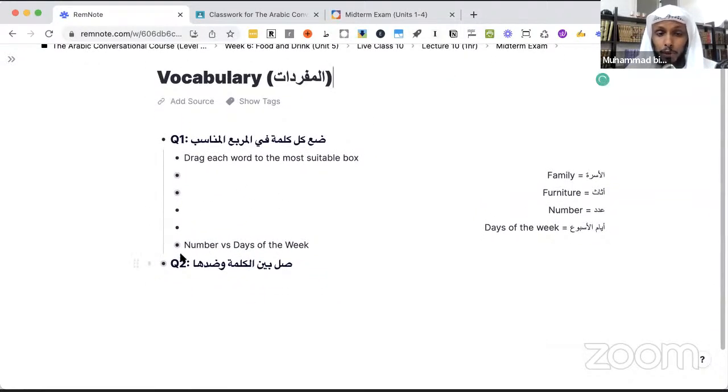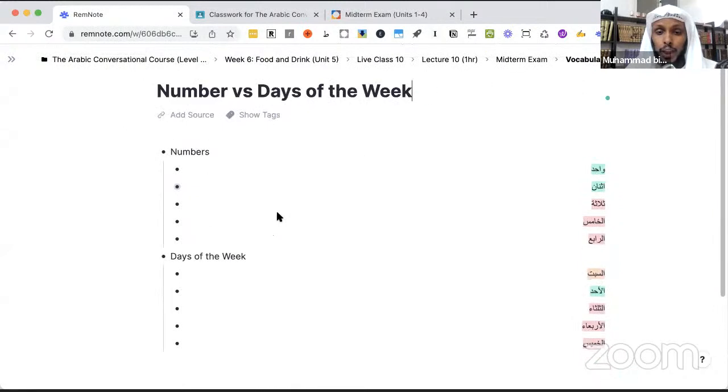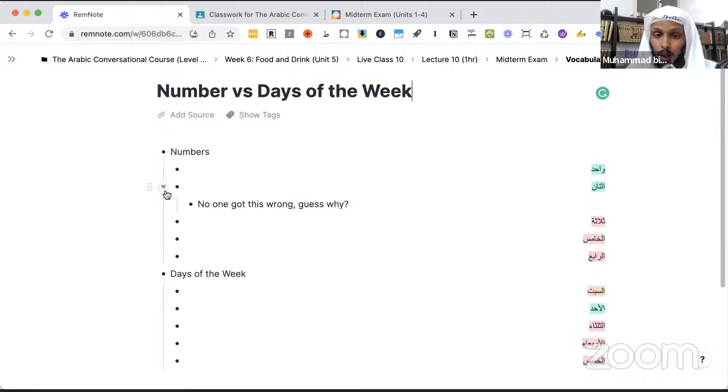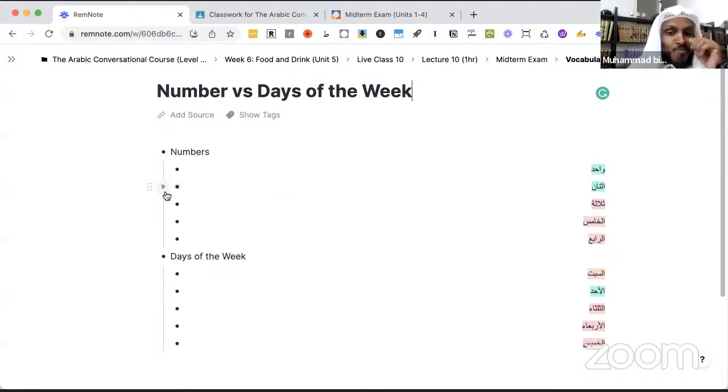So we have, for example, when it comes to numbers versus days, the numbers are wahid and ithnan. So those two in green, nobody got wrong. Wahid and ithnan, nobody got wrong. Okay, and we also have sab'a. Few people got sab'a wrong, not many people. And al-ahad. Okay, so wahid means one, al-ahad means Sunday.